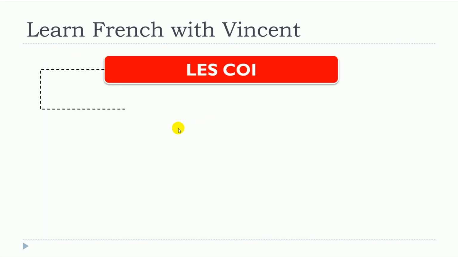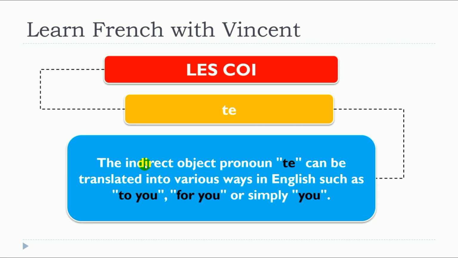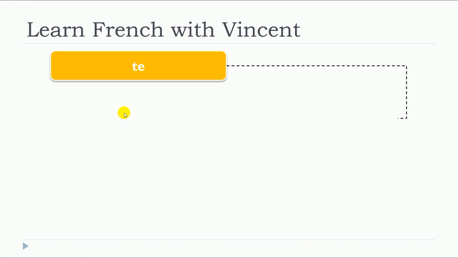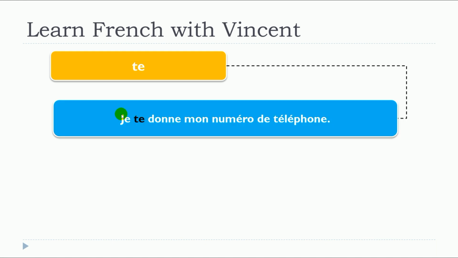So this lesson is about te. And the indirect object pronoun te can be translated into various ways in English, such as to you, for you, or simply you. And let's agree on the fact that it's the singular you. So let's see some examples with te.